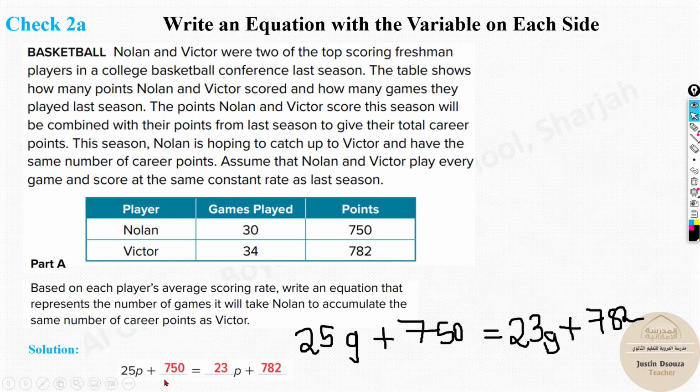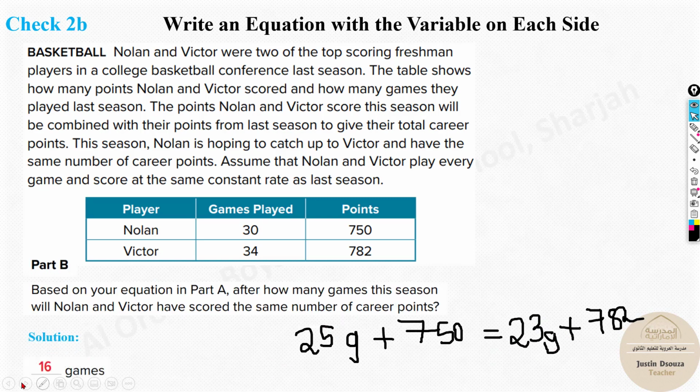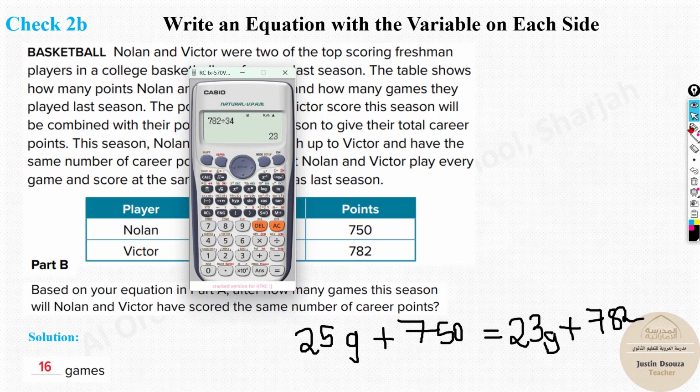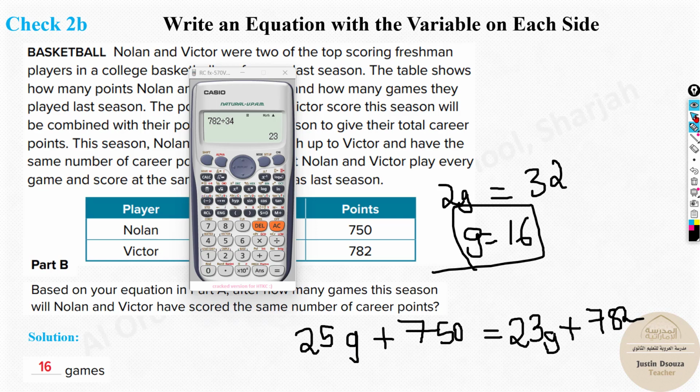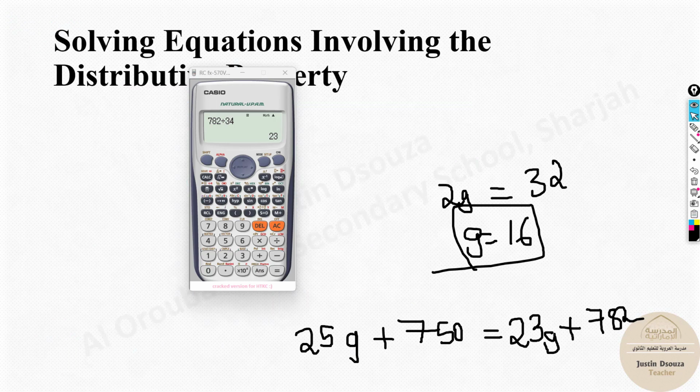Now here they have just asked you to write the equation. I hope this is clear. They have written points. It's fine. 25G plus 750 equals 23G plus 782, and when you solve it, what is the answer of G? It's 16. Or you can just put in the calculator, but this is very easy, so don't put in the calculator. Take 23 to the other side. It will be 2 games equals 782 minus 750 is 32. G equals 32 by 2, that is 16. That's the answer. Okay, that's it.